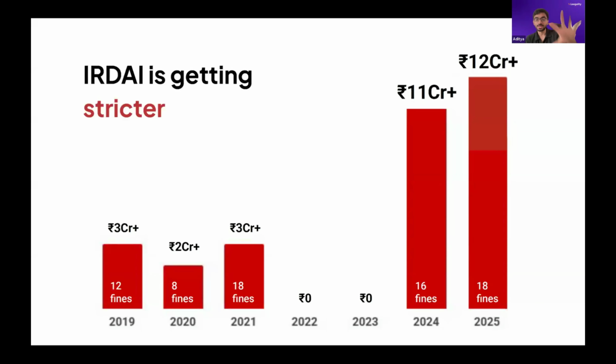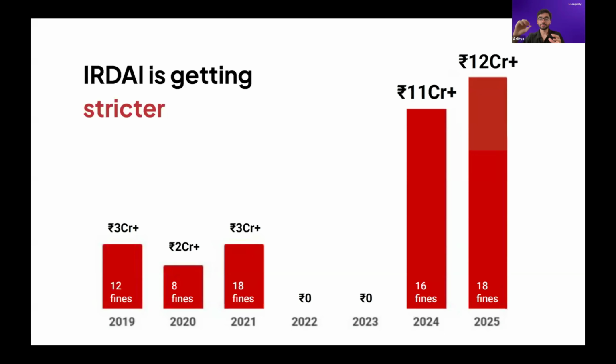So in 2022, 2023, there was a break. Like IRDAI didn't do any enforcement. I think it's the post-COVID period. They mostly issued warnings with zero financial monetary penalties levied. But if you see 2024, 2025, IRDAI has become very active, right? Imposing about 34 penalties across 2 years.